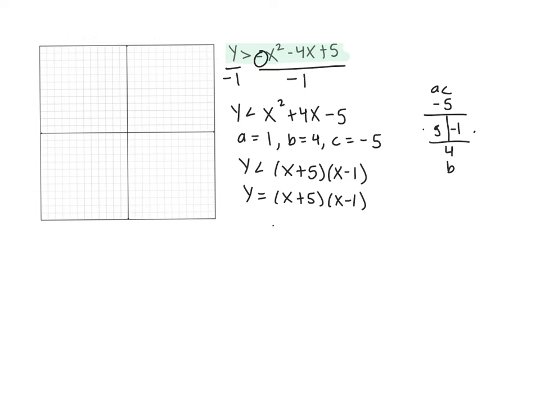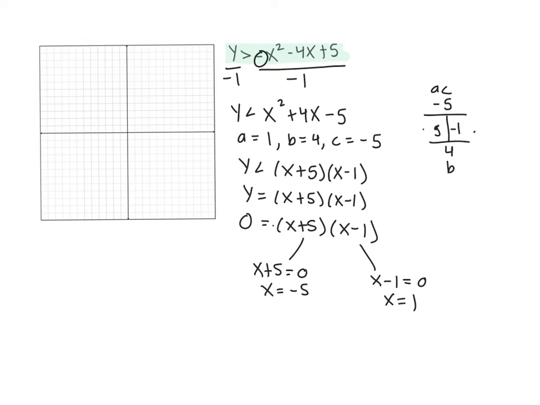And in order to graph, I need to find my x-intercepts. My x-intercepts are the points where the curve is going to go through the x-axis. At that point, y is equal to 0, which means that I'm going to set y equal to 0. Now, I can break this up and set both of my factors equal to 0 to help me solve. So I get x is -5, and I get x is +1.